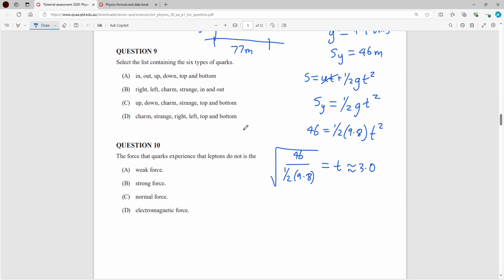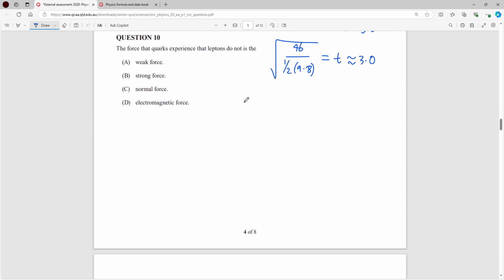Alright, so question 9. So we're only going up to question 10 in this video just because it will be extremely long because there is 20 multiple choice. Select the list containing the 6 types of quarks. So here you've got to remember your table. So up, down, charm, strange, top, bottom are your quarks, okay? So you've got to look for the list that has all those ones there. In, out, those aren't quarks. That one's not correct. Right, left, that's not correct. Up, down, charm, strange, top, bottom, that's the correct one. Pretty easy, as long as you remember this table here.